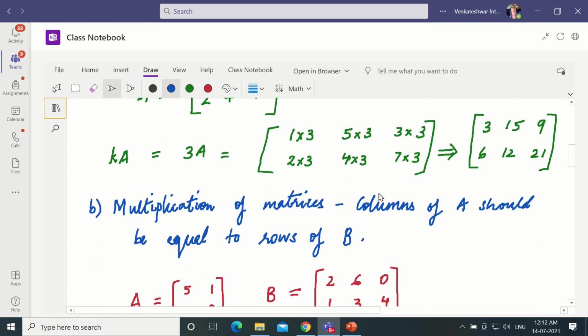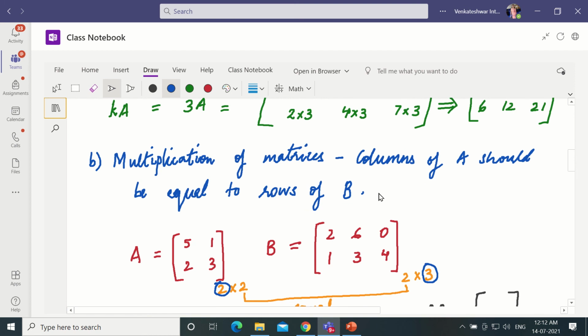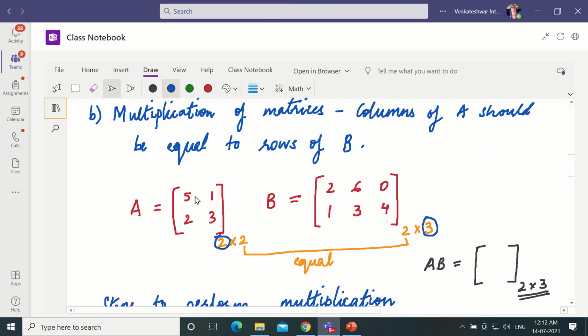Then next we have multiplication of matrices, where I multiply two matrices. In this case, there is a rule that the columns of A, that is the first matrix, should be equal to the rows of B, that is the second matrix. So if you see here, the columns of A, which is a 2 by 2 matrix, is equal to the rows of B, which is a 2 by 3 matrix. Now when you multiply, the resultant matrix would be a 2 by 3 matrix. So these two are equal, they get cancelled out, and you get a 2 by 3 matrix as your answer.